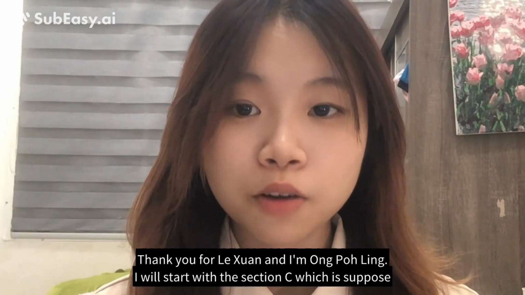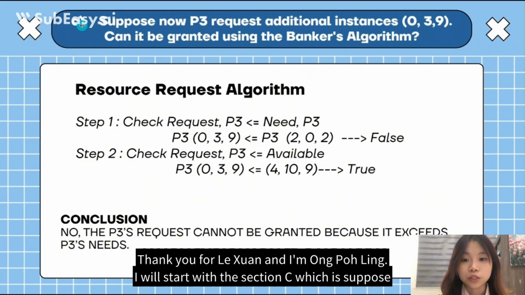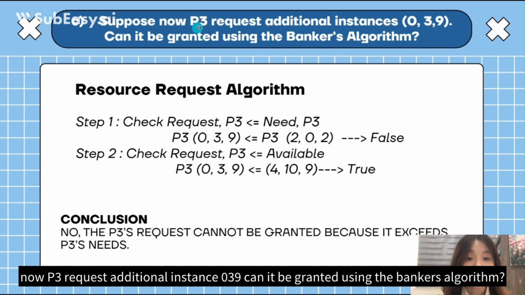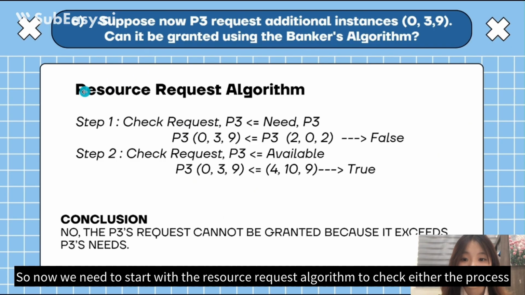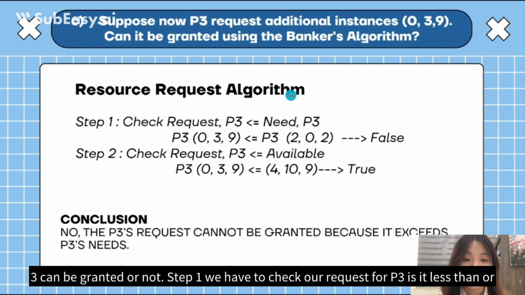I will start with section C, which is, suppose now P3 requests additional instance 0, 3, 9. Can it be granted using the banker's algorithm? So now we need to start with the resource request algorithm to check whether process 3 can be granted or not. Step 1. We have to check our request for P3.